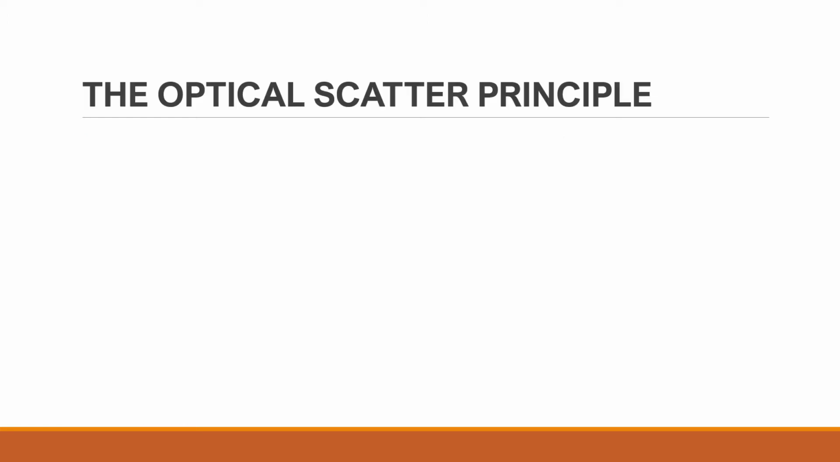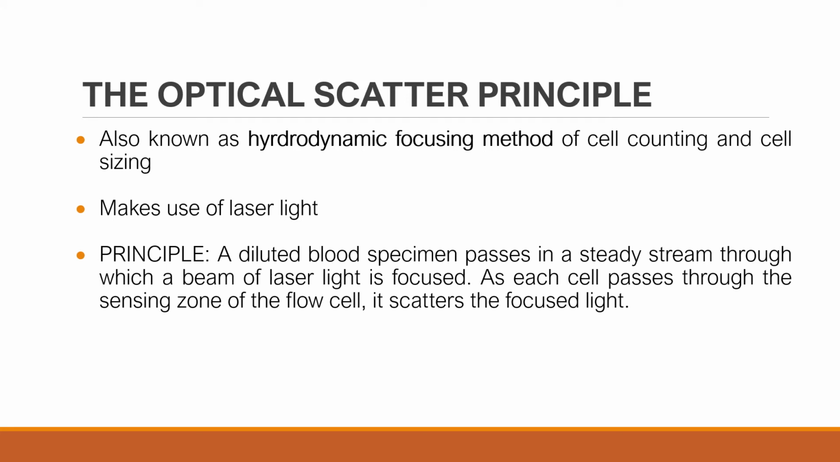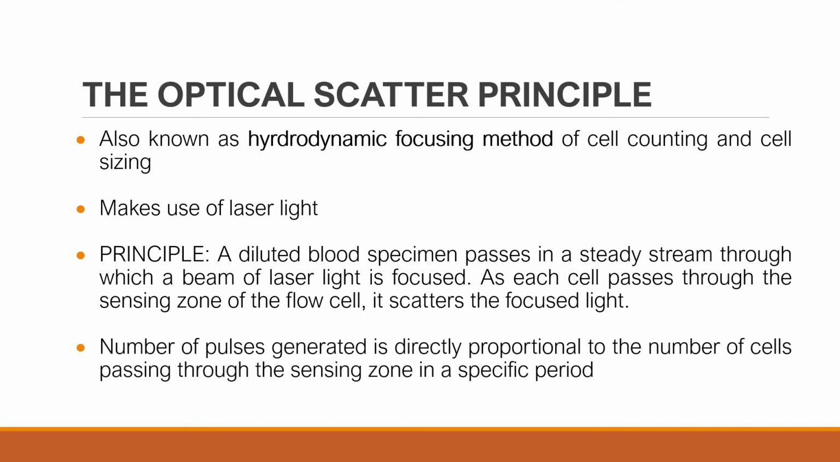The next principle is the optical scatter principle. This is also known as the hydrodynamic focusing method of cell counting and cell sizing. It makes use of a laser light. The principle behind this is that a diluted blood specimen passes in a steady stream through which a beam of laser light is focused. As the cell passes through the sensing zone, it scatters the focused light. The scattered light is detected by a photodetector and converted into an electrical pulse. The number of pulses generated is directly proportional to the number of cells passing through the sensing zone in a specified period.